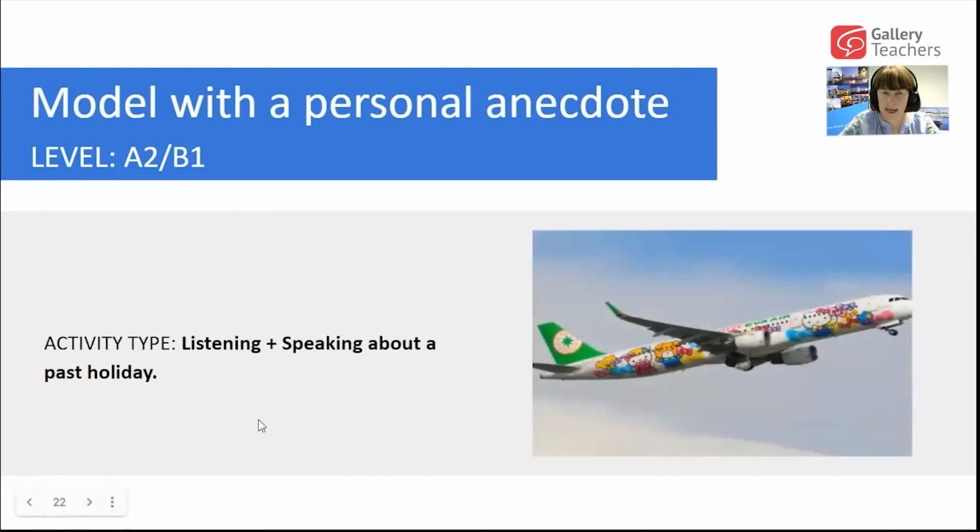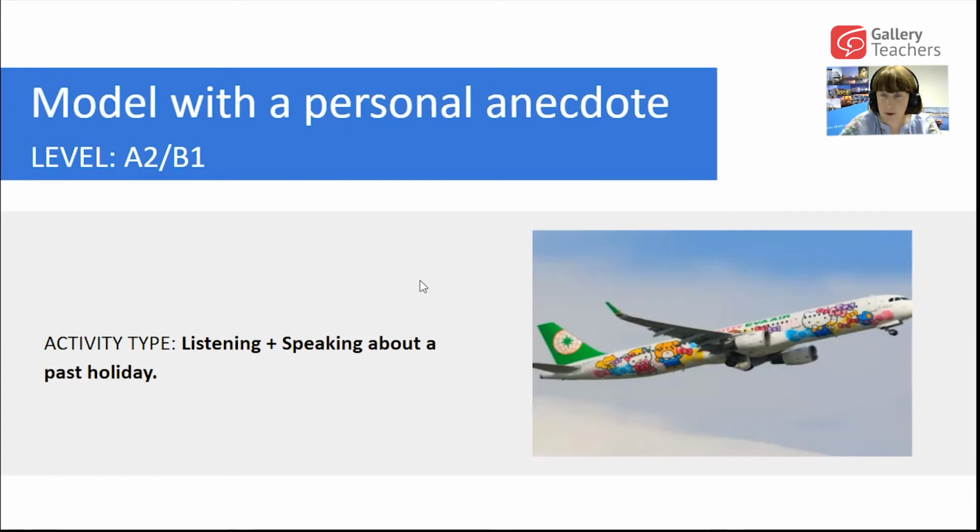So here's a sample task that I created. The activity was a listening and speaking about a past holiday for quite low level. So for this, I simply used a photo. And first, I elicited some questions about the photo. And then I said, I'm going to tell you a story about a past holiday I had. So I didn't really need very many materials other than this photo that I found on Google Images, but I have similar photos of my own that reflected a past holiday I had.